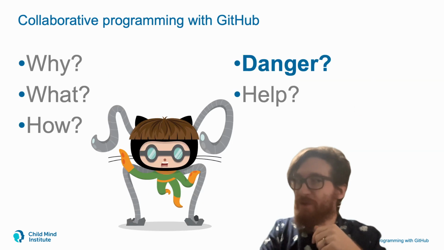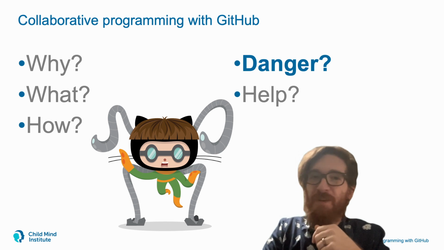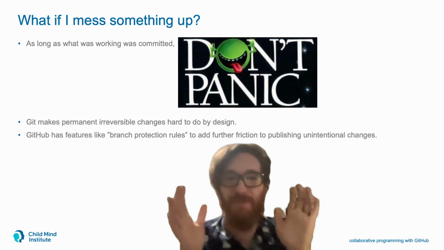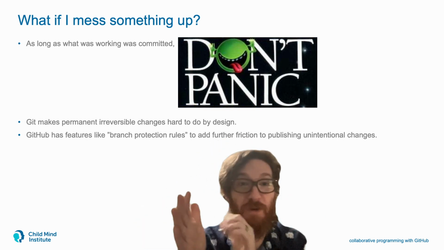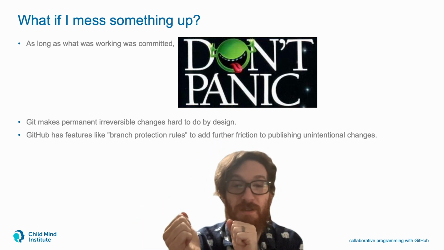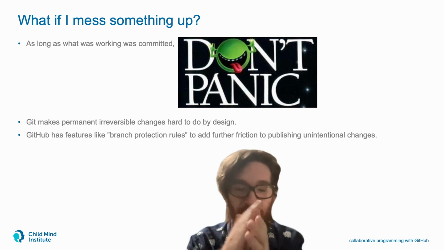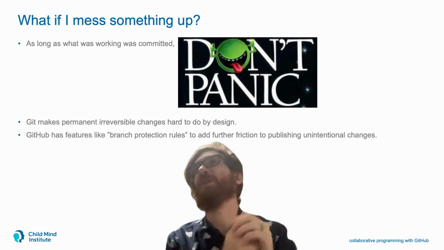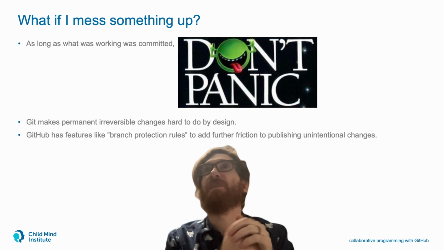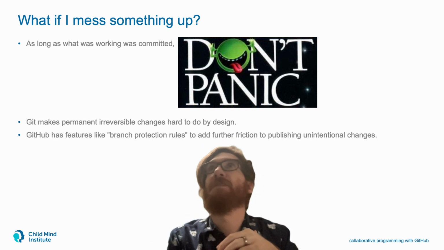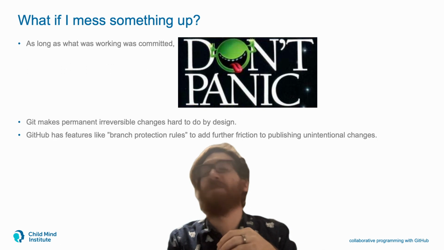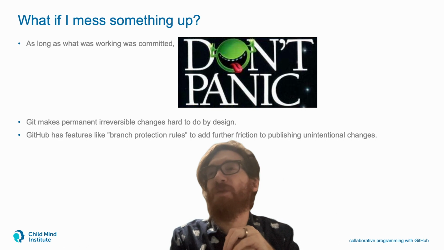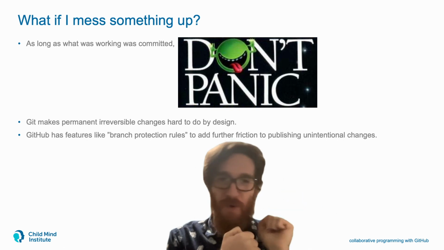What are the dangers of collaborative programming with GitHub? What if I mess something up? As long as what you were working on was committed, if what was working before was committed and then you broke it, there's nothing to worry about. That is, I think, the single best thing about a version control system: you can get back to any point in it.